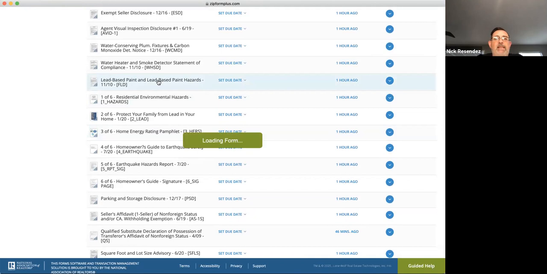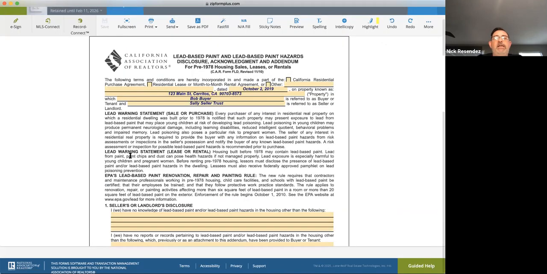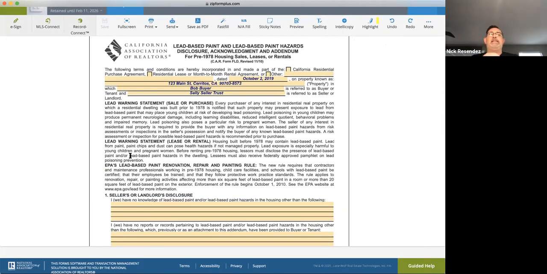Lead-based paint. Okay, lead-based paint hazards. Another two-pager. Basically, what this says is whether the seller is aware of any lead-based paint on the property, or if they've ever done any inspections for lead-based paint on the property. This form is for all properties that were built prior to 1978. So if your year built was 1979, this is not required. How do we fill it out?